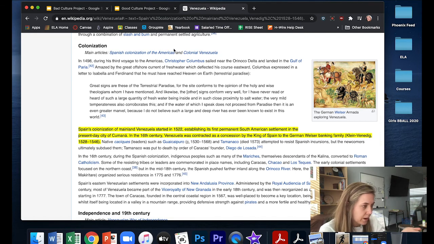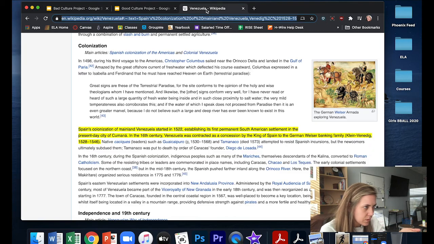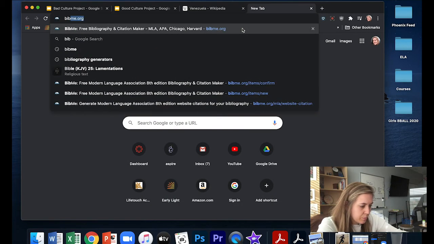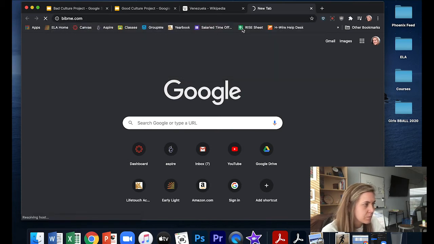I'm going to show you how to turn this website link into a properly formatted source. So here's our website, here's our address. We're going to go to bibme.com. Bibme just means bibliography, okay? So this is a bibliography maker. It takes your sources, you copy and paste your website into it, and it will format it the way that it needs to be formatted.